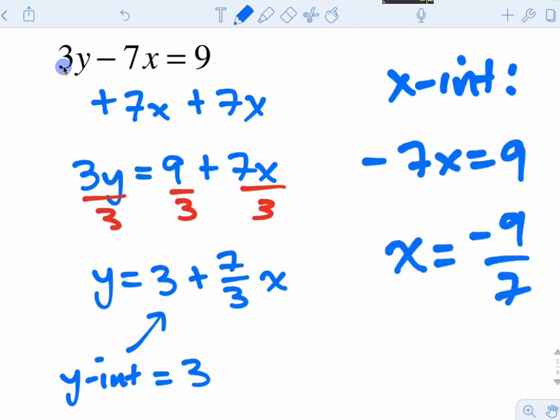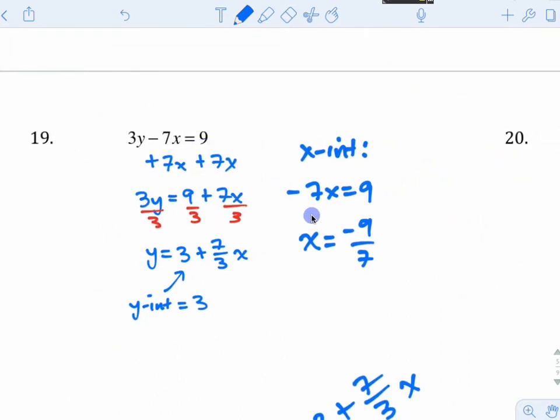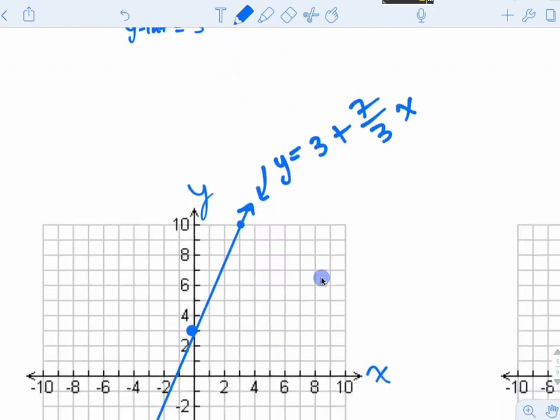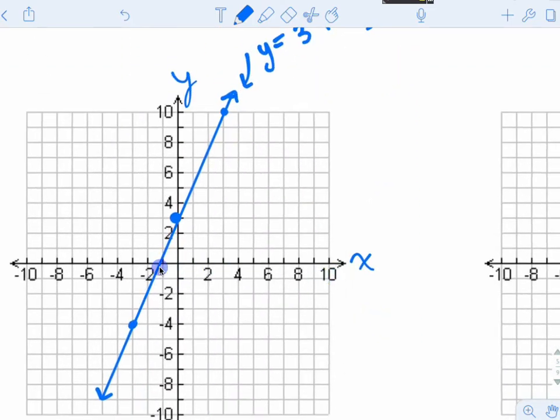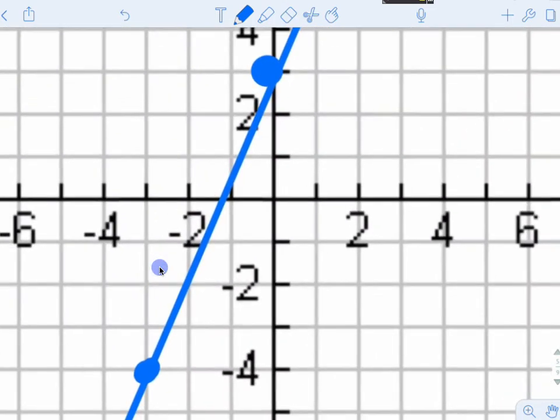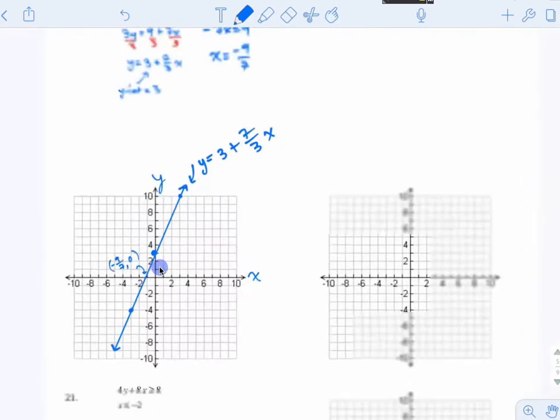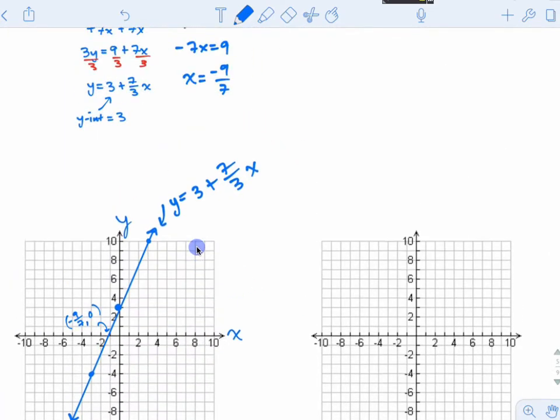You realize that the coordinate of our x-intercept must be -9/7, which is like -1 2/7. Does that kind of fit with what we graphed? Oh yeah, it looks like it could be -1 2/7. Heck yeah. So our x-intercept is -9/7, 0. Awesome. All right. Number 20.